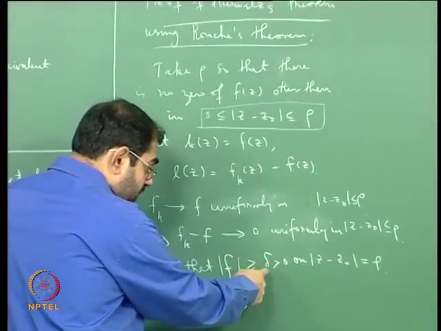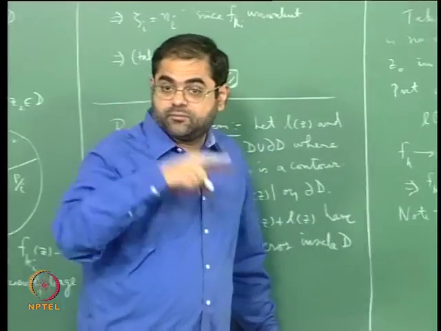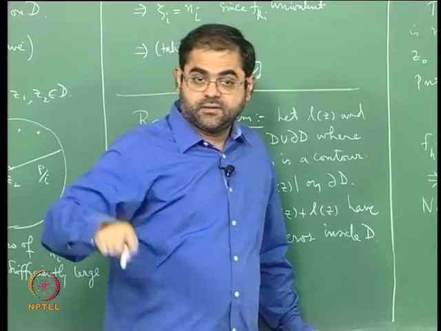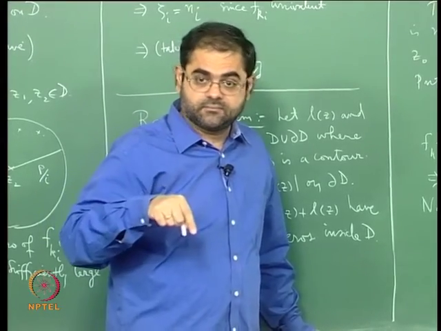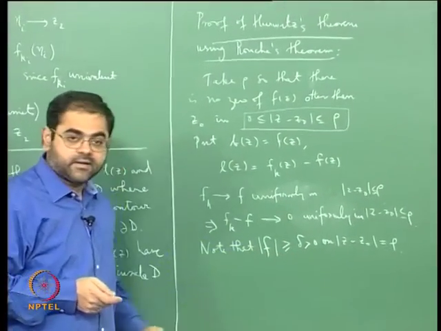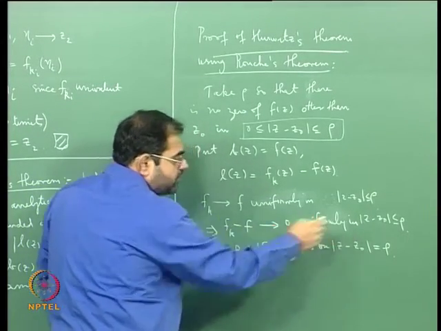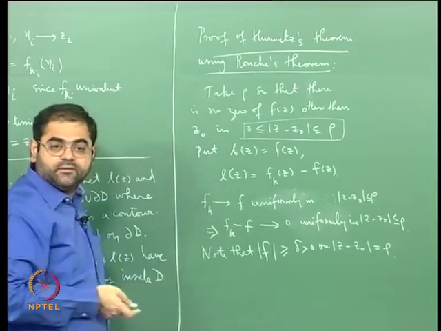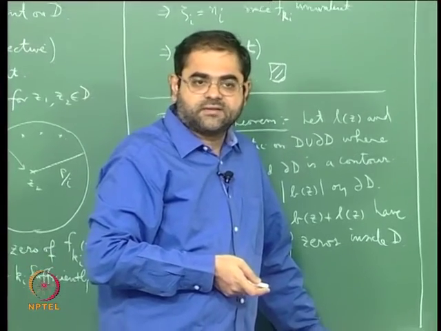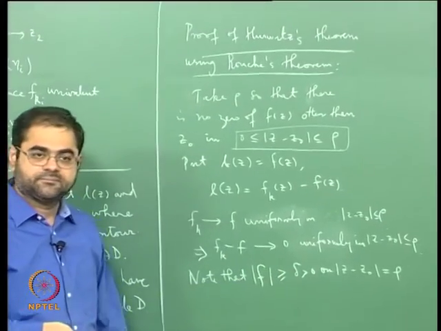And that is because the minimum value is taken by mod f. And mod f cannot be 0, because if mod f is 0 then f is 0, and f is not supposed to vanish anywhere in that closed disk except at the center, that is the choice of rho. So mod f is greater than or equal to delta, but then fk minus f converges to 0 uniformly means that I can choose an index n large enough such that for k greater than or equal to n, fk minus f in modulus can be made less than delta.